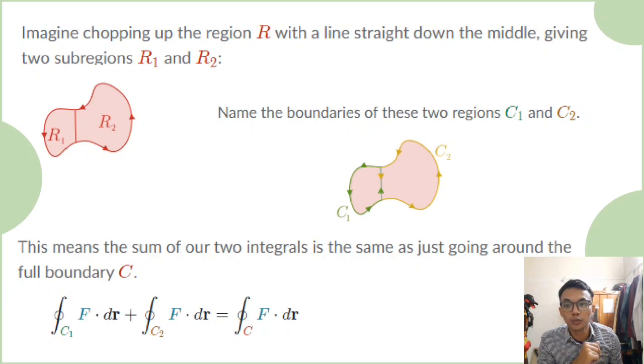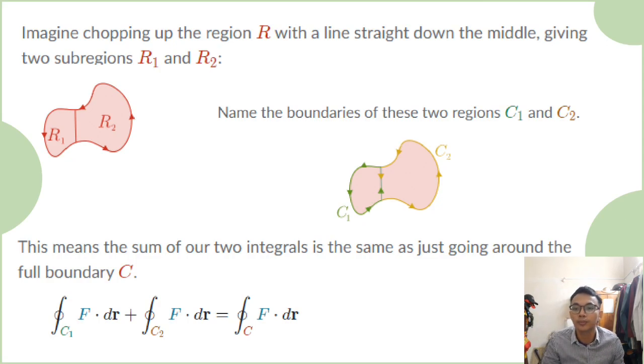To continue understanding the Green theorem, imagine chopping up the region R with a line straight down the middle, giving two sub-regions R1 and R2. Name the boundaries of these two regions C1 and C2.